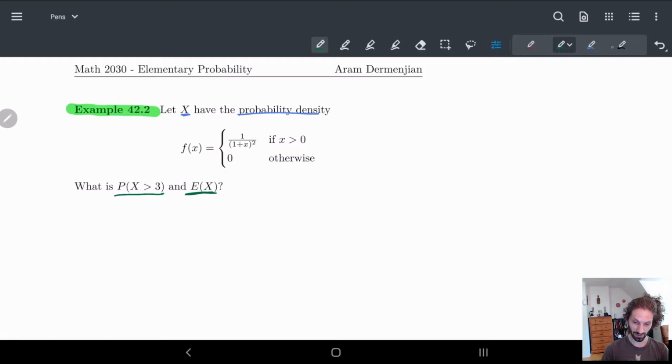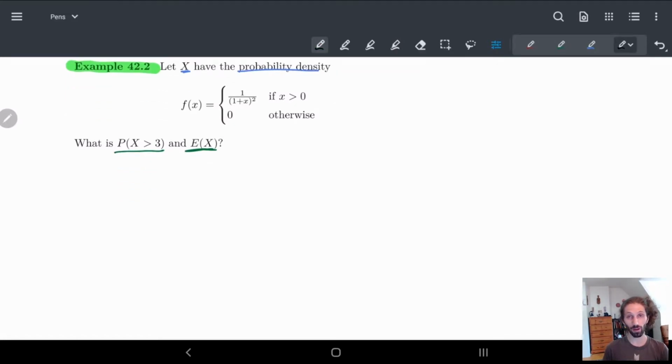So let's figure this out. Probability is obviously going to be the easy part, right? So here we have P(x greater than 3). This translates into 3 to infinity because we're looking at everything above. We take our formula, because here x is greater than 0, so that's okay: 1 over (1 plus x) squared dx.